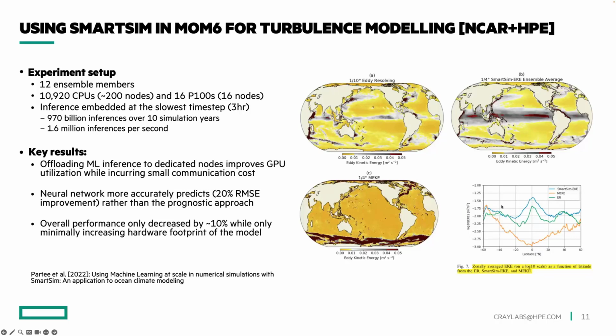As you see, SmartSim at those latitudes is way more accurate than the prognostic state-of-the-art model. The overall performance decreased by 10%. But what do we mean by 10%? Well, we're comparing to just running one single simulation without AI. When we spun up 12 simulations at the same time, all using AI, all using just 16 GPUs, then the slowdown was 10%. But the improvement was so high that everybody was happy with this.